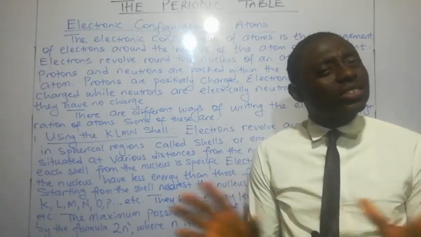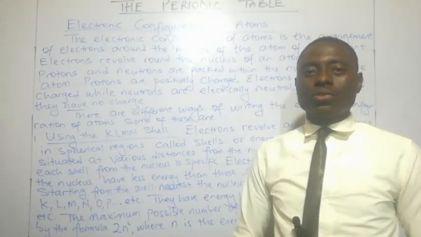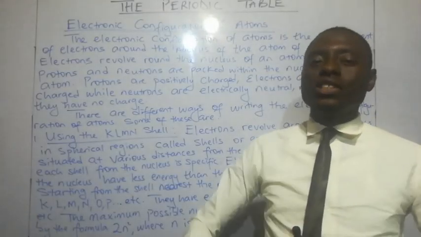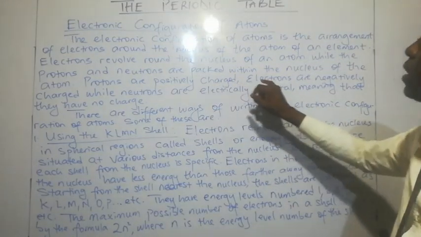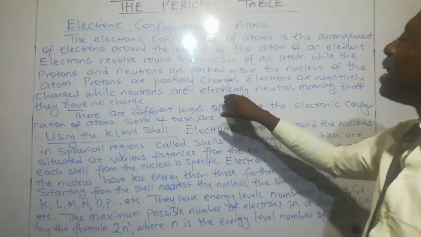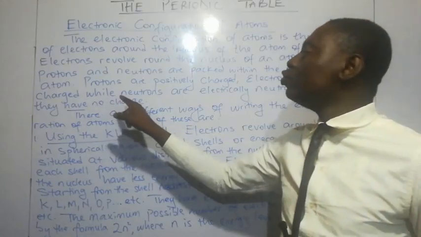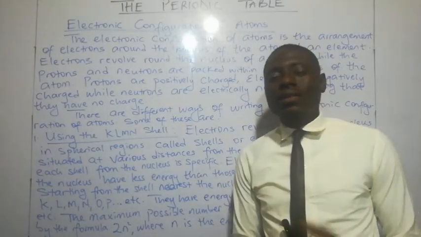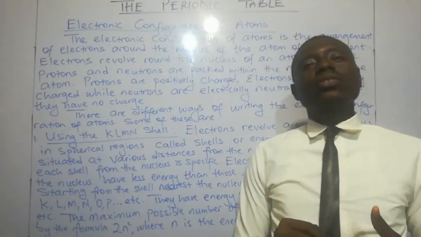But the neutrons, they don't have any charge. The neutrons are neutral. They don't have positive charge. They don't have negative charge. They are electrically neutral. So the protons are positively charged, electrons are negatively charged, while neutrons are electrically neutral, meaning that they have no charge.